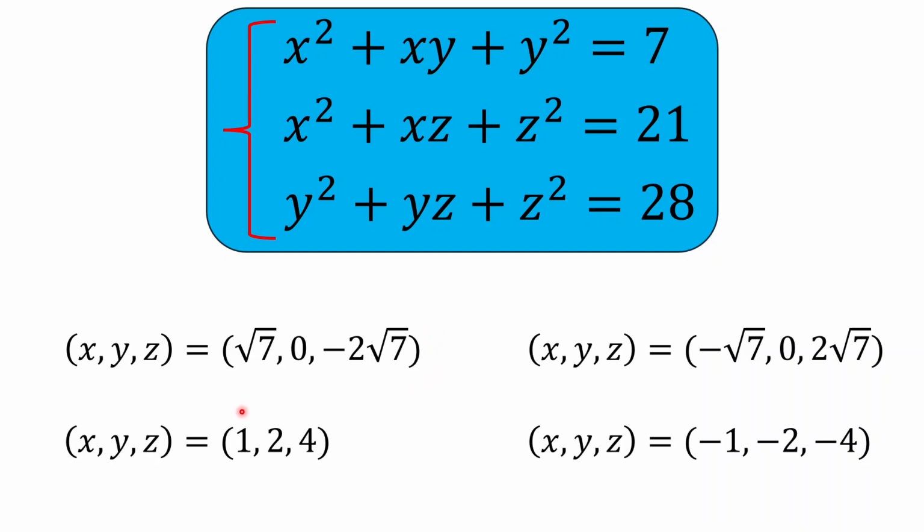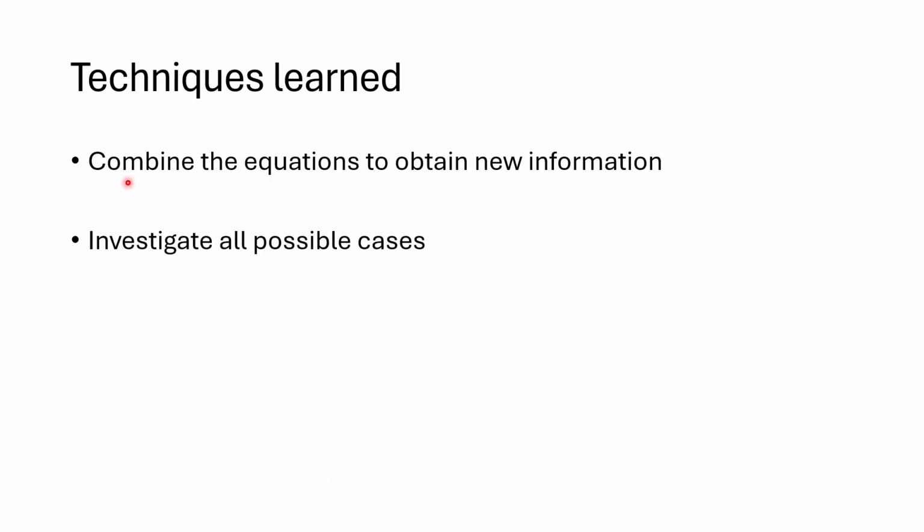Okay, so here we have the full solutions for this set of equations, as you can see here. Now what we have learned is to combine the equations in order to obtain new information by simplifying them, adding them, subtracting them. Sometimes you need to multiply some numbers and then add or subtract. Eventually you get a simplified equation which gives you beneficial information. And also you must remember to investigate all possible cases. You observe that in this case, we had to consider x plus y plus z is 0, or y is 0, or y is equal to 2x, every case.